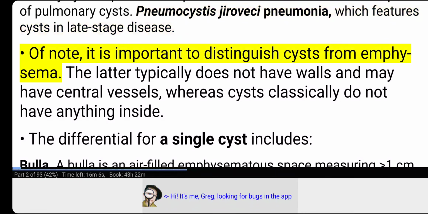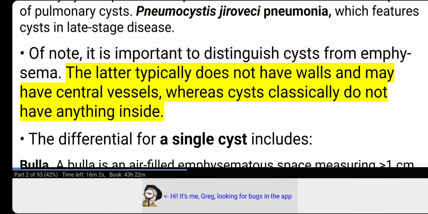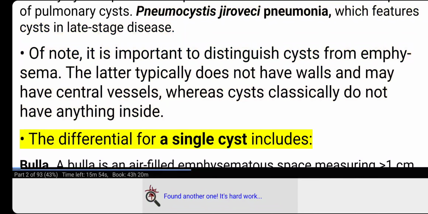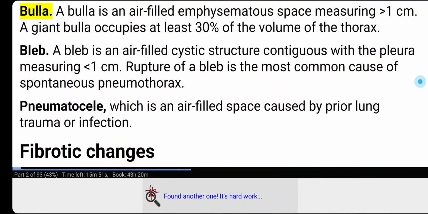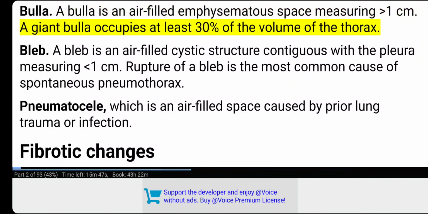Of note, it is important to distinguish cysts from emphysema. The latter typically does not have walls and may have central vessels, whereas cysts classically do not have anything inside. The differential for a single cyst includes bulla. A bulla is an air-filled emphysematous space measuring greater than 1 cm. A giant bulla occupies at least 30% of the volume of the thorax.